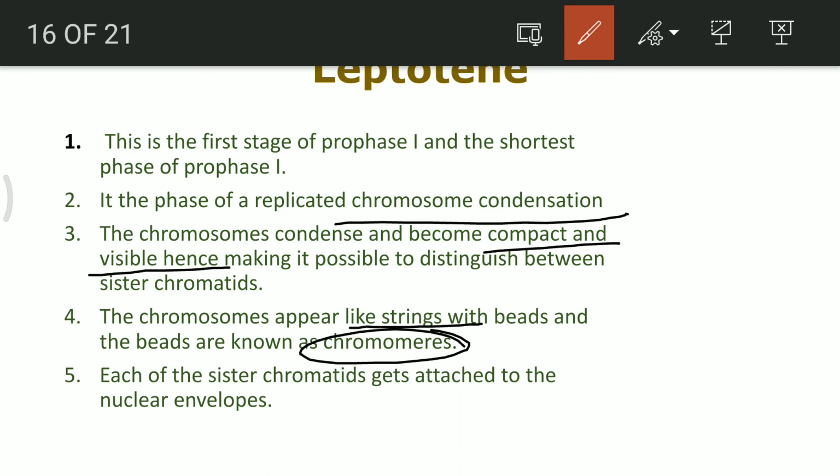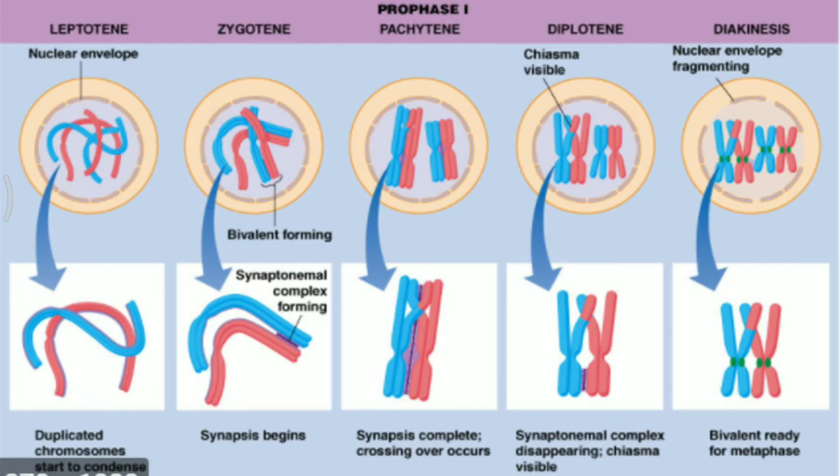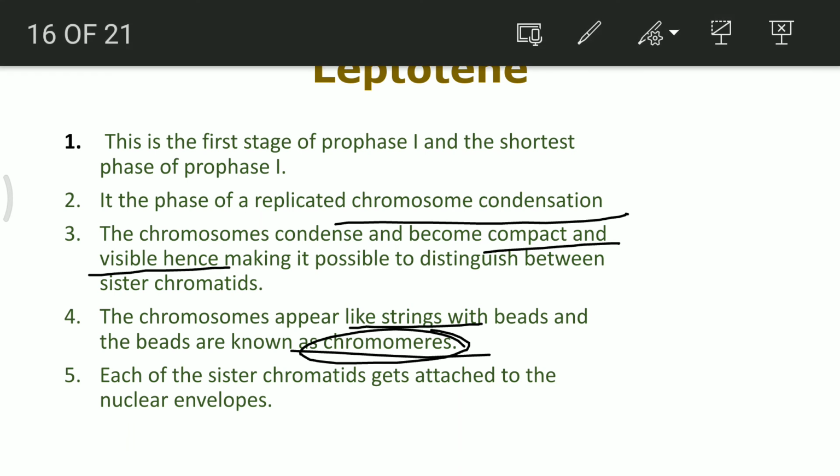When I'm discussing these 5 points of leptotene, it is to be understood that these points can be asked in the exam. Generally, a question is asked from prophase 1 for 5 marks: describe all the sub-stages of prophase 1. So over there, you have to draw the diagrams that we have already discussed, and then after that, you have to write these few points.